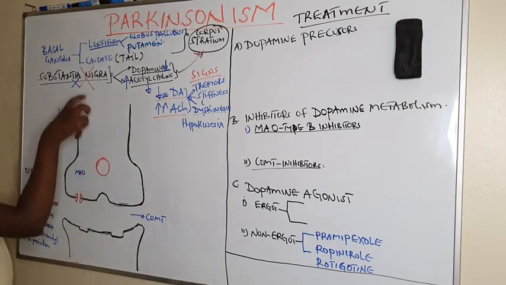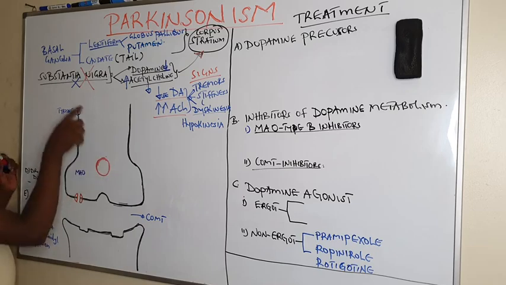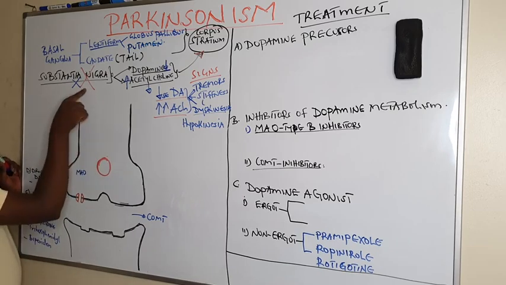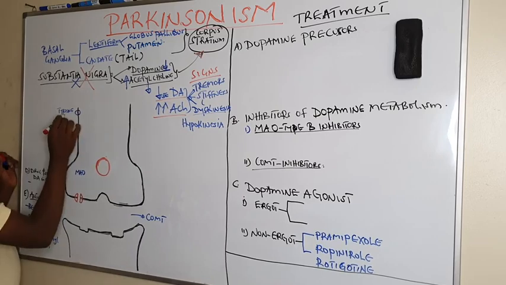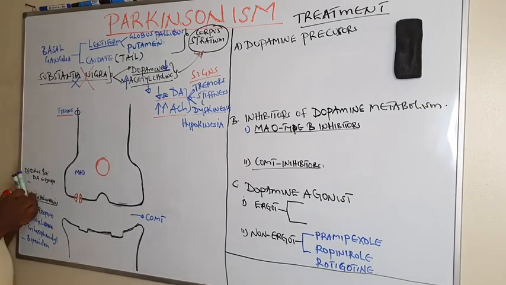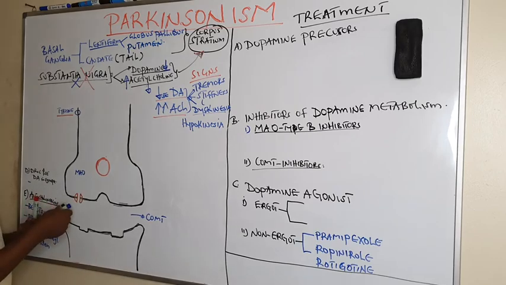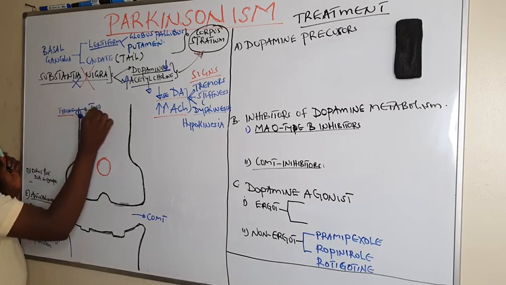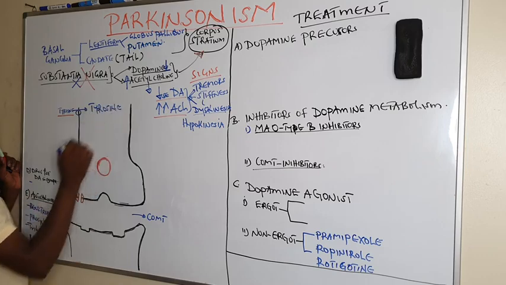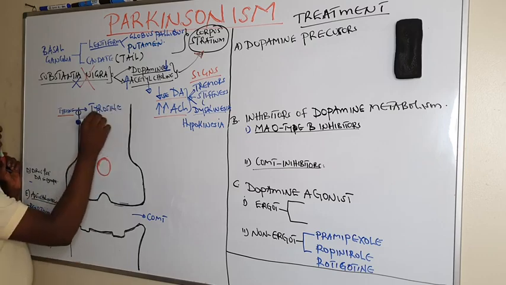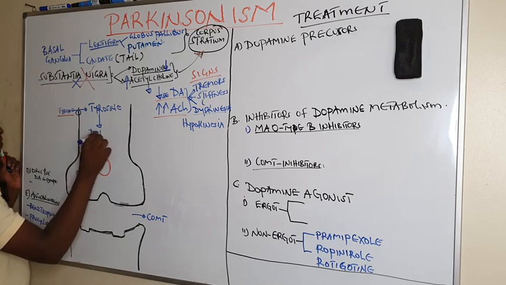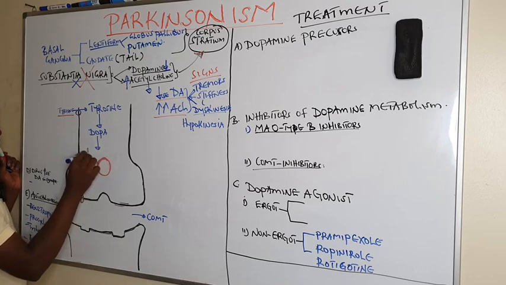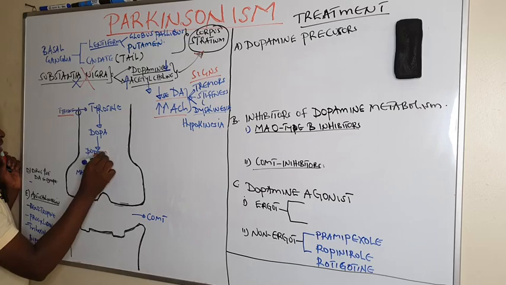So if this is the substantia nigra, in the neurons within the substantia nigra there is always the amino acid tyrosine, and this tyrosine is moved into the neuron. It enters into the neuron, whereby it is a precursor for the formation of dopamine. In the presence of tyrosine hydroxylase, it is converted to dopa. And this dopa, in the presence of decarboxylase, is converted to dopamine, which is our neurotransmitter.